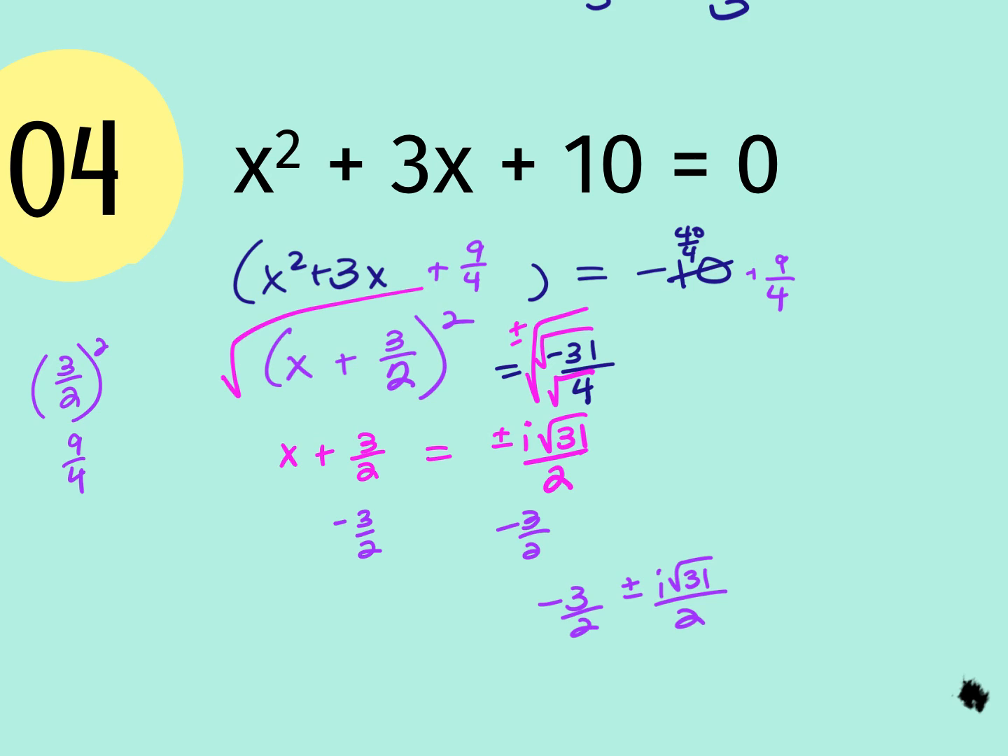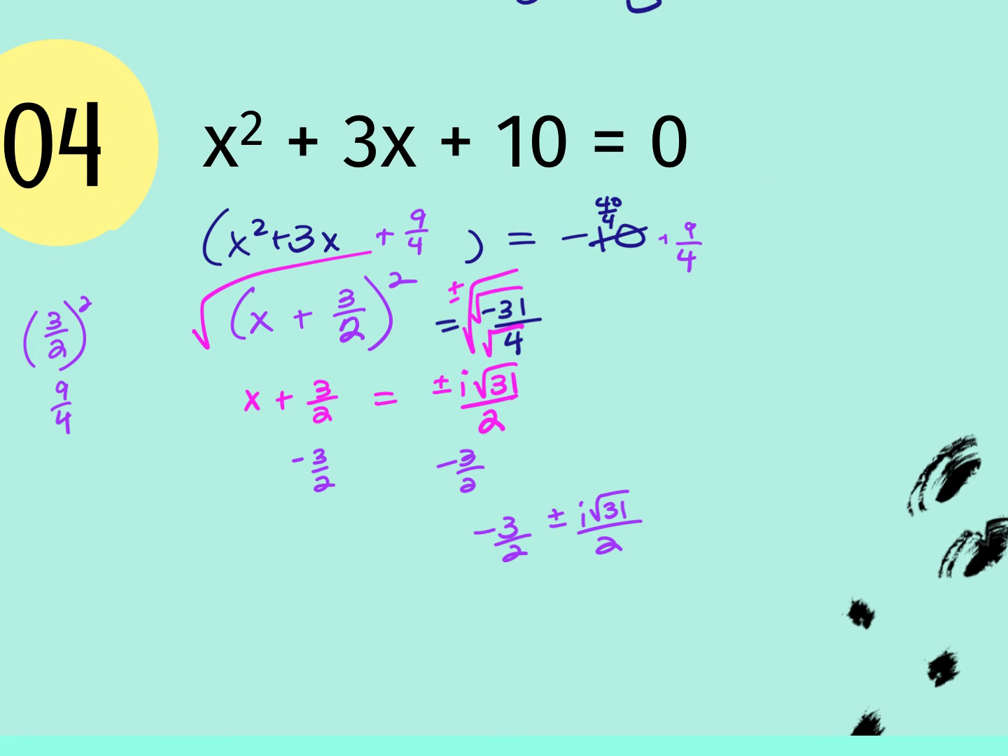If you had done this using the quadratic formula, you would have probably had that together. Negative 3 plus and minus i root 31 over 2, which is, again, why either of these are fine, okay? Because the different process might lead you to a different format, but it's still the same answer. Questions on that one?